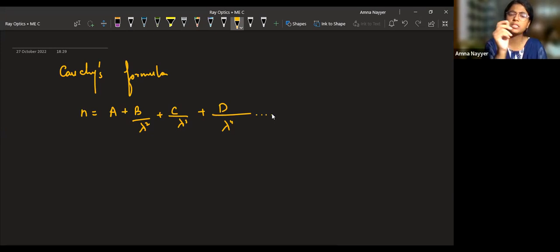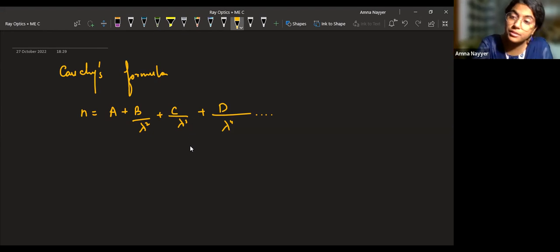Whatever it is, A plus B by lambda square plus C by lambda cube plus D by lambda to the power 4. Like this, it will keep on moving. If this formula by chance comes in your exam, then write down this formula. Mention that lambda is the wavelength, n is the refractive index, and A, B, C, D are just constants. Nothing else you have to write in your paper.